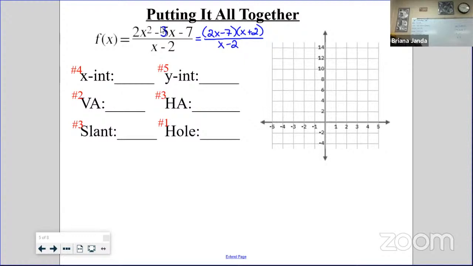Okay. Again, the reason that I want to look at it in the factored form is to make sure that we do not have a hole in our graph. That's exactly where we start all of this. We don't have a hole in our graph. So then I can move on to my vertical asymptote, just like we did yesterday. Nothing changes at this point.